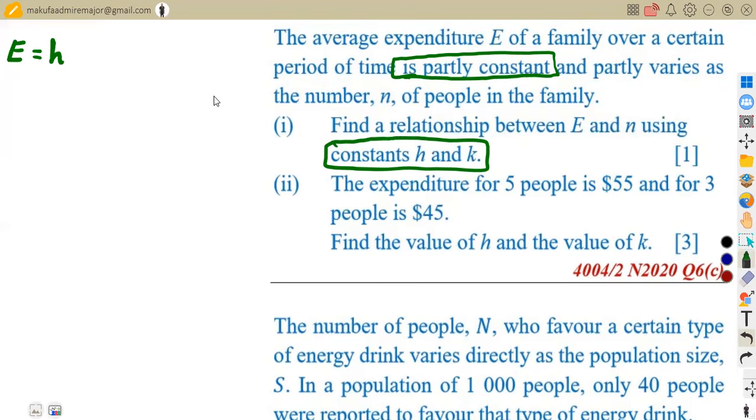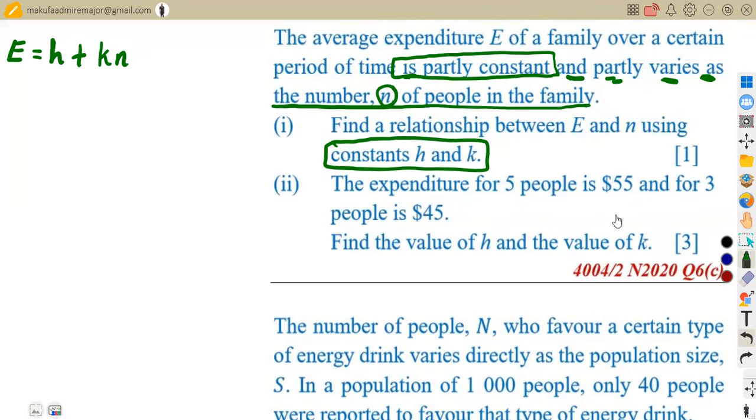If they say partly varies as, take note, it's going to be the constant times that part, which is the number of people in the family, referred to as N. So it's going to be the constant times the number. Partly constant is just a constant without any variable. We do not have a variable there, you just write a constant.